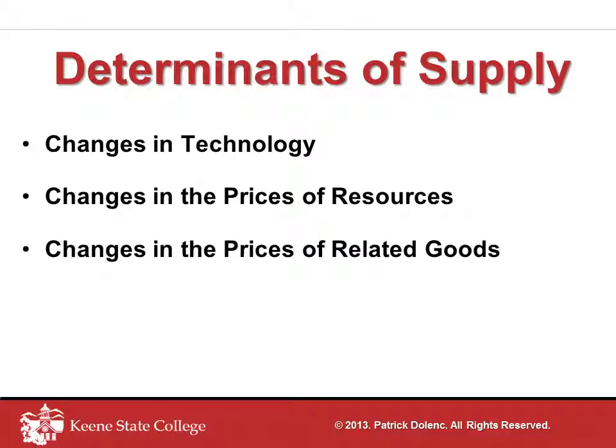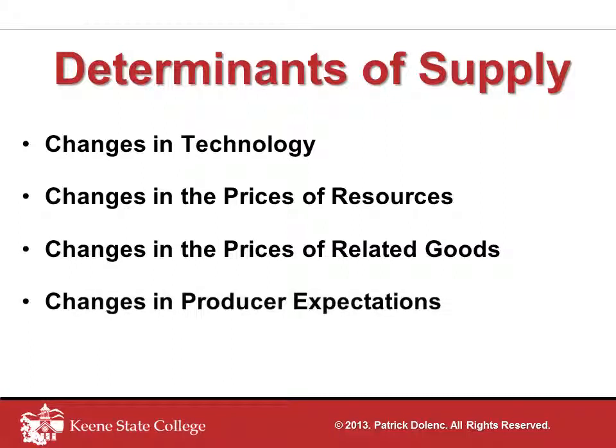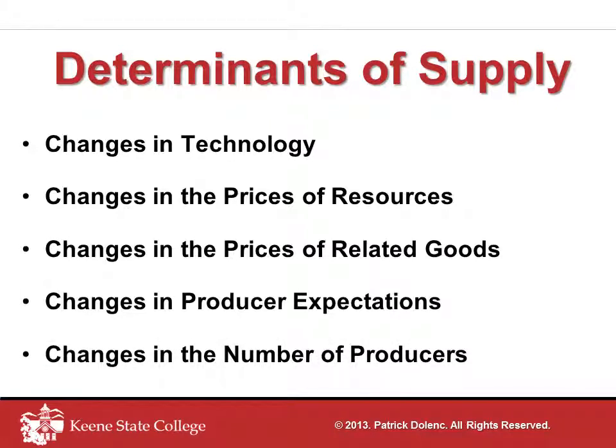The fourth determinant of supply refers to changes in producer expectations. As before, expectations refer to our best guess of the future. When businesses anticipate changes in the future, they begin to incorporate those anticipated changes into their behavior today, and that's what this determinant is about. Finally, the size of the market matters, and so the supply curve, particularly with regard to the units or the magnitude of the units on the axes, the size of the market will affect the supply curve.